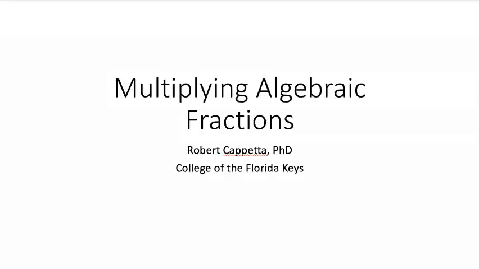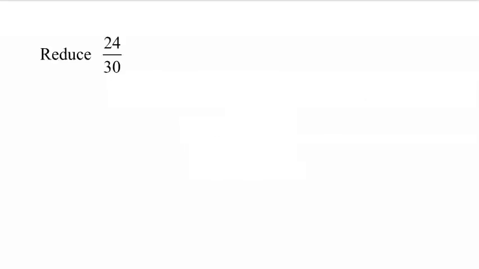This is Bob Capetta from the College of the Florida Keys, and this lesson is on multiplying algebraic fractions. We're going to start with reducing fractions. So we're going to look at one from arithmetic, 24 divided by 30. And the way we're going to reduce these fractions is to factor and then divide out.